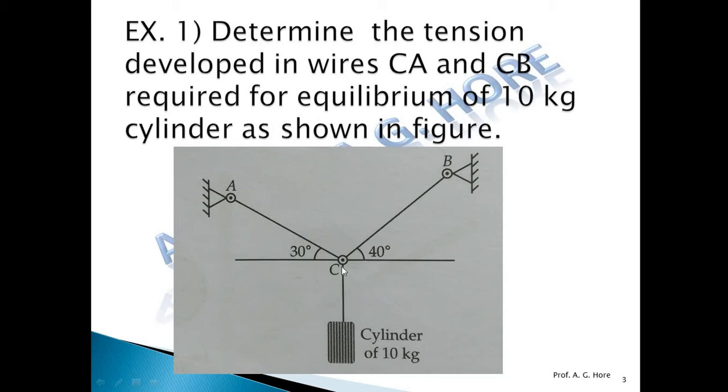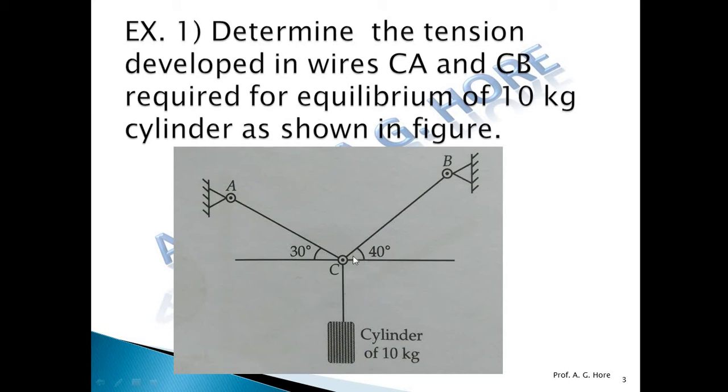Means what? Here at the C point, this cylinder of mass 10 kg is attached, and one cable CB is attached in this position, which is having the angle 45 degree, and the second cable is attached at CA, which is having angle 30 degree. Okay, and we want to find out the tension which is developed in these two wires because of this weight.